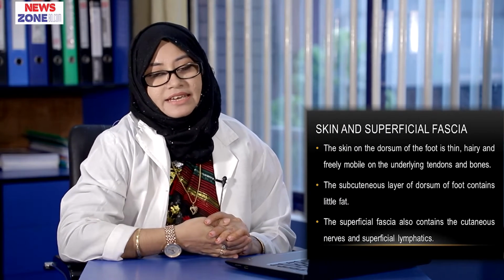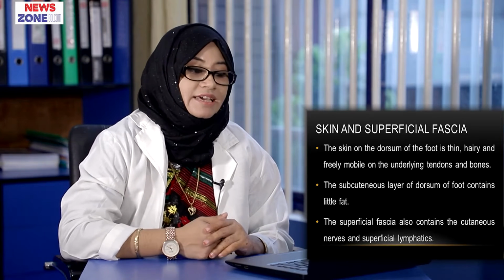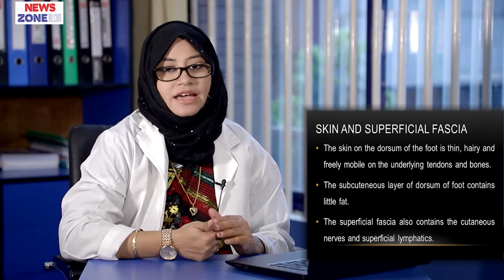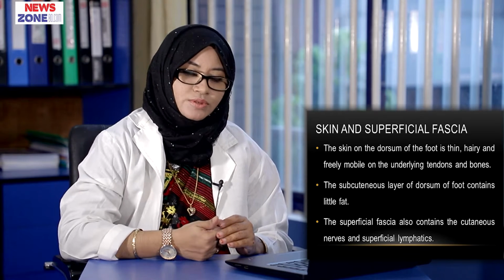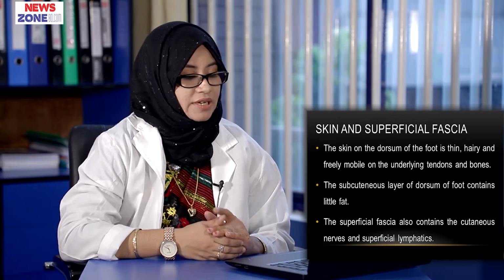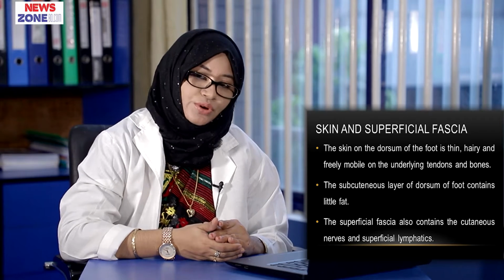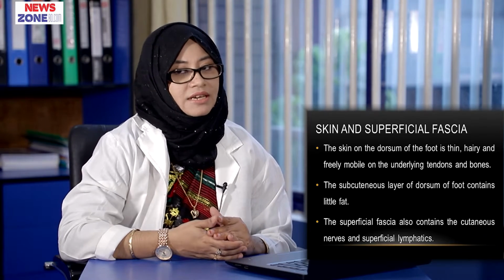First of all, skin and superficial fascia of the dorsum of the foot. The skin on the dorsum of the foot is thin, hairy and freely mobile on the underlying tendons and bones. The subcutaneous layer of dorsum of foot contains little fat. The superficial fascia also contains the cutaneous nerves and superficial lymphatics.